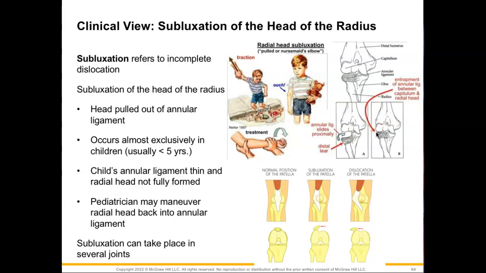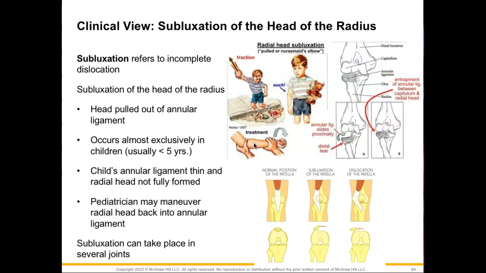So in order to treat this, a pediatrician might place the forearm in supination and maneuver that radial head back into the annular ligament by kind of just twisting it and popping it back in. I actually have a former colleague that did this to their own child when it happened to them. They were swinging their daughter around in circles by grabbing their arms, and then all of a sudden she had a subluxation of the head of the radius and he just popped it back in. Amazing, right? What a super dad.